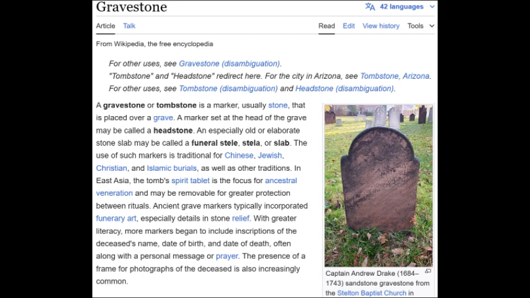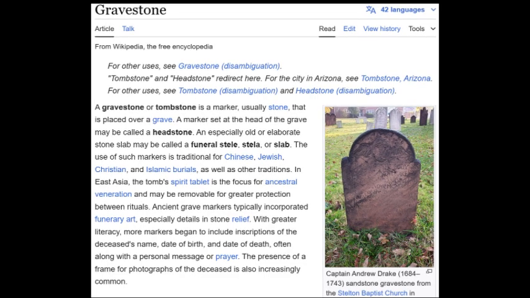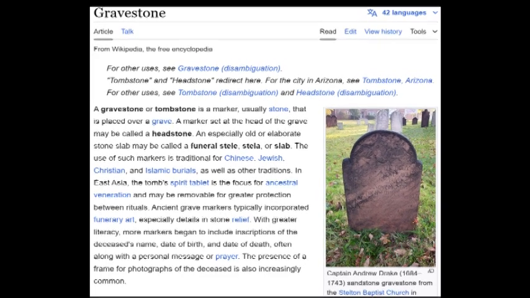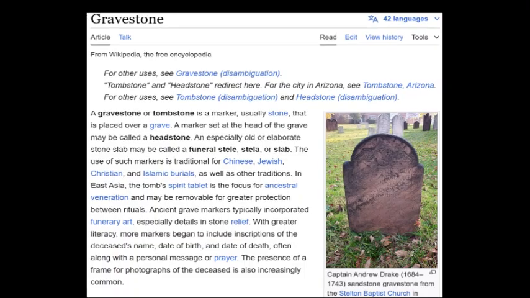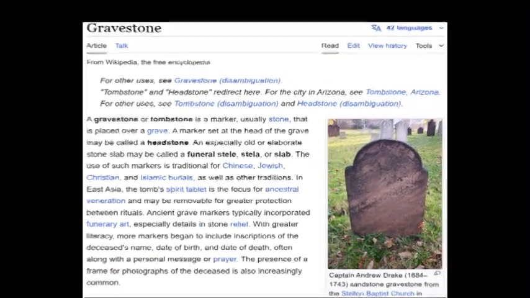Ancient grave markers typically incorporated funerary art, especially details in stone relief. With greater literacy, more markers began to include inscriptions of the deceased's name, date of birth, and date of death, often along with a personal message of prayer. The presence of a frame for photographs of the deceased is also increasingly common. Of course, those are the things that you would need to essentially fill out paperwork to relate to that person's estates and managing of them, and the grave marker bears the mark, right? The mark of the individual in stone. And this all has to do with control of the estate.